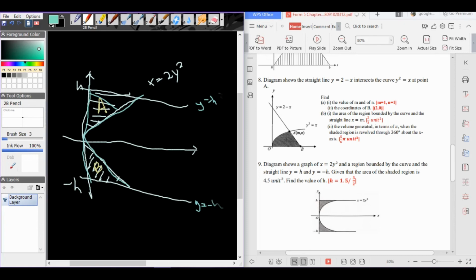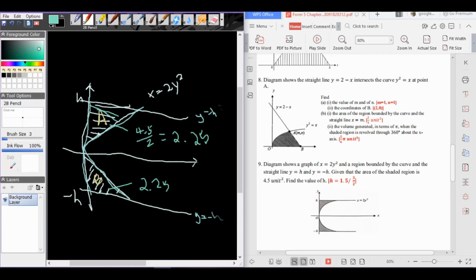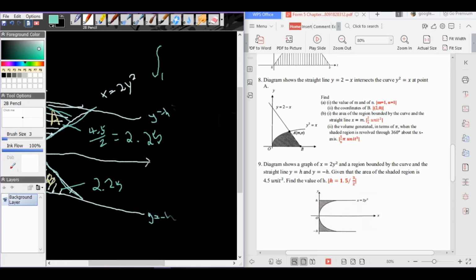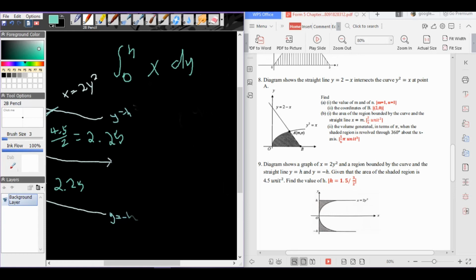Okay, so we know that these two are balanced, right? So if the area of these two is 4.5, that means for this part you will have 4.5 divided by 2, which is 2.25, and this part is also 2.25. This shaded region is connected to the y-axis, so we are going to use y coordinates. We integrate from 0 to h, x dy, equals 2.25.